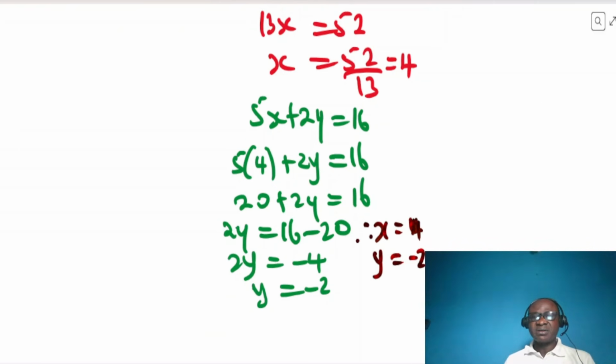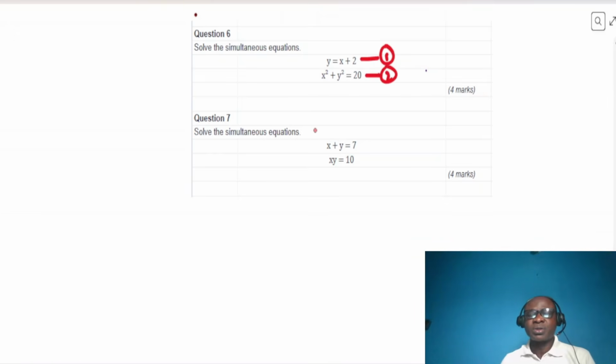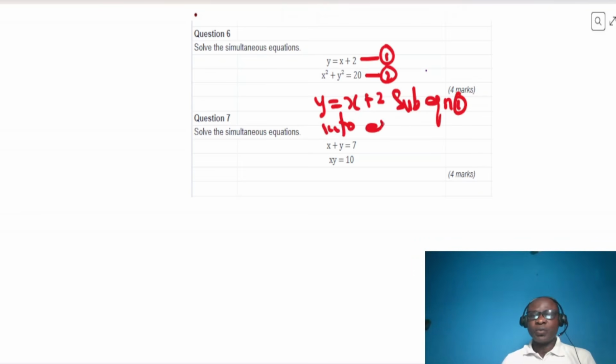So that is how this can be done. This is equation 2. And that means from equation 1, since I have y is equal to x plus 2, I am going to replace it into equation 2. Did you hear me? Sub equation 1 into equation 2. What that means is putting equation 1 into equation 2.